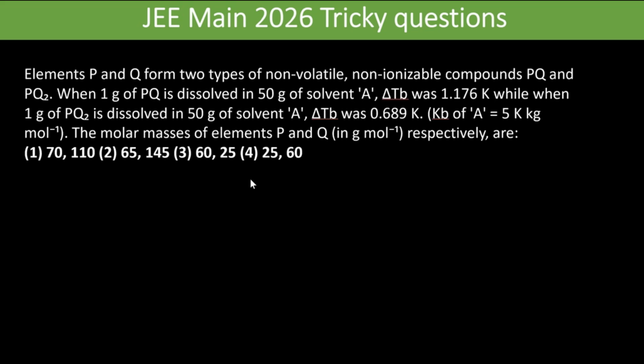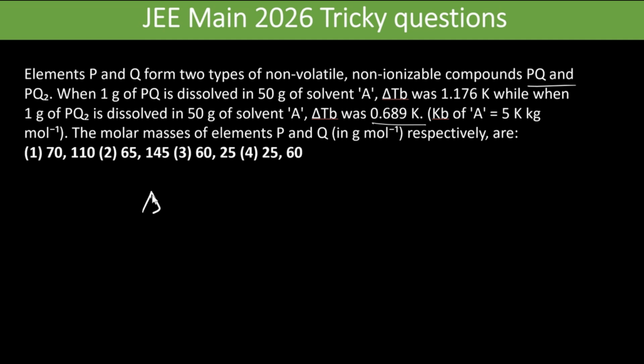The elements P and Q form two types of non-volatile, non-ionizable compounds, PQ and PQ2. When 1 gram of PQ is dissolved in 50 gram of solvent A, delta Tb was 1.176 Kelvin, while when 1 gram of PQ2 is dissolved in 50 gram of solvent A, delta Tb is 0.689 Kelvin. We have to find the molar masses of elements P and Q. This is an unusual, non-conventional question from the solution chapter, right? It can shock you, but it is a simple question.